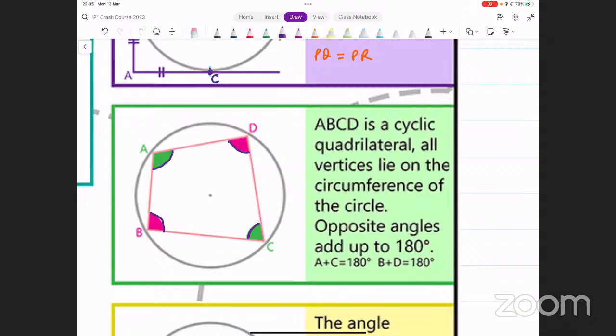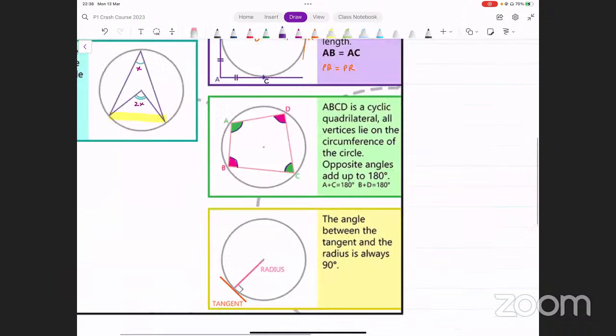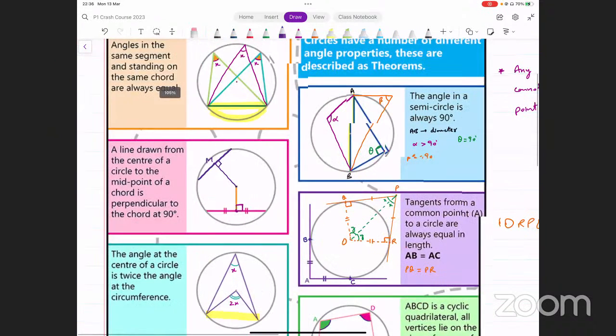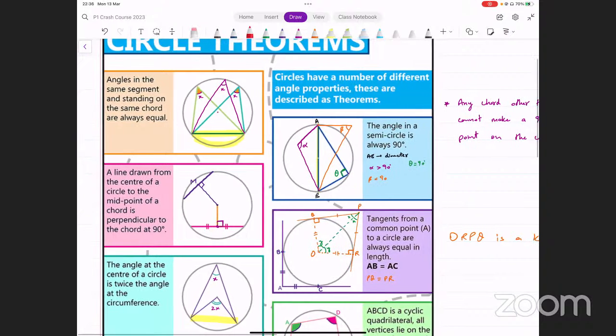All right, and then finally, tangent and radius are always perpendicular to each other. So if at a point you have the radius and also the tangent, then they make 90 degrees with each other. We also talked about this earlier. Now, there are some properties here which are used more often than not. Angles in the same segment are not used that often in A levels here, but there are some which are used quite a lot.